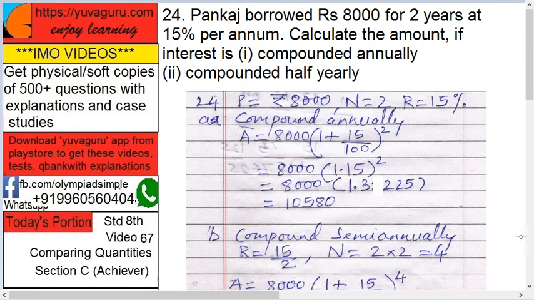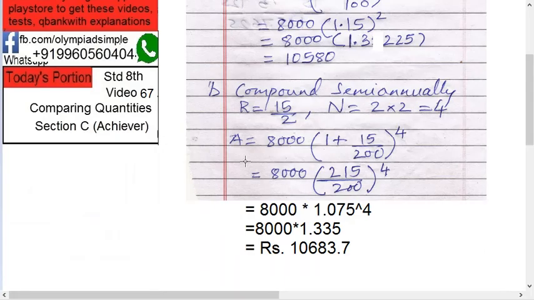Now use these two for your calculations. So A equals P into 1 plus R upon 100.